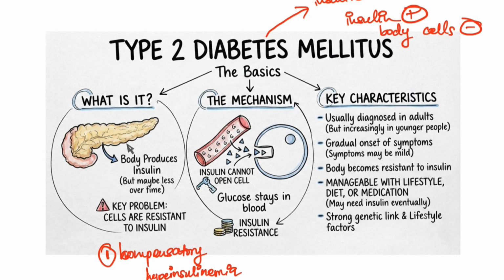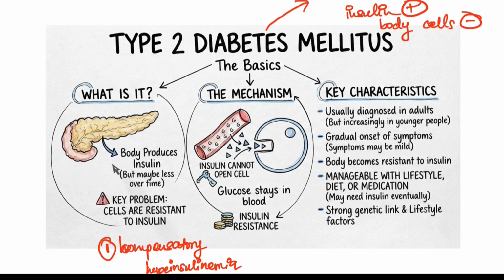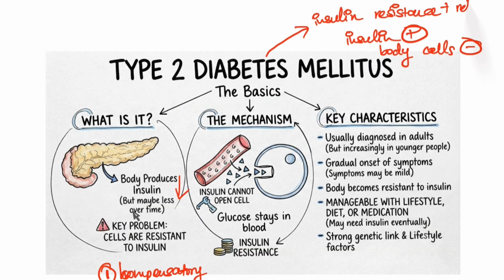However, over time, the pancreatic beta cells become dysfunctional and are unable to maintain the increased demand for insulin. Eventually, insulin production significantly declines. Therefore, patients with type 2 diabetes develop both insulin resistance plus relative insulin deficiency because of this.